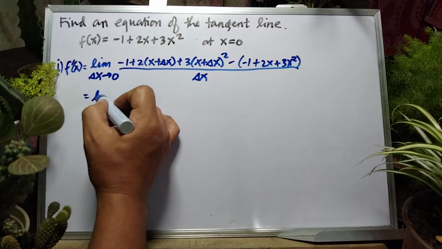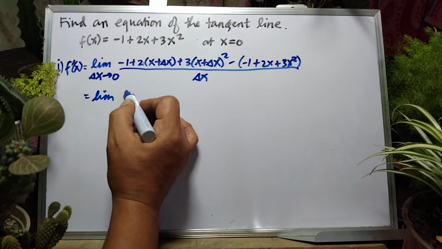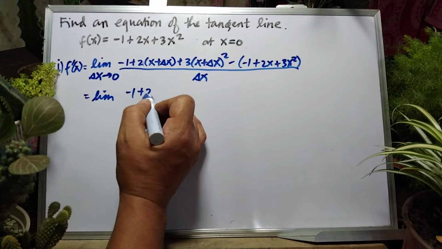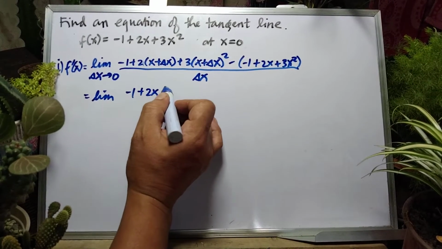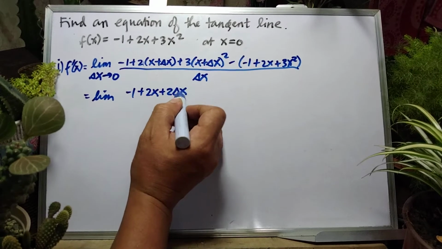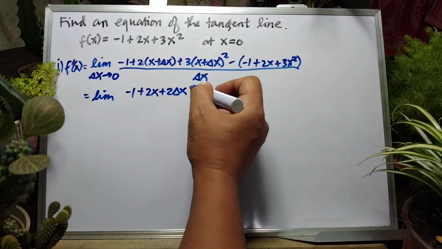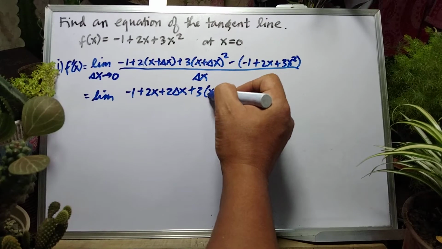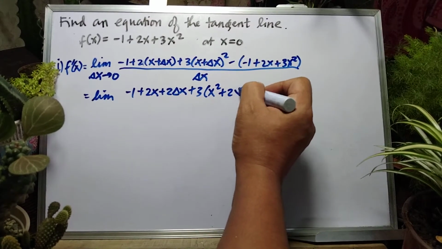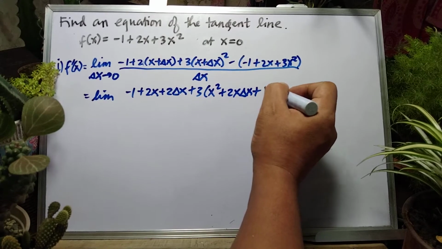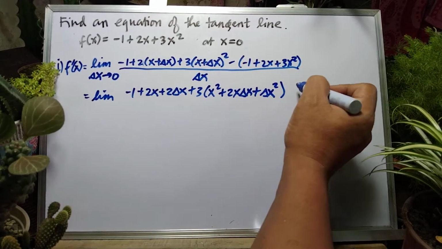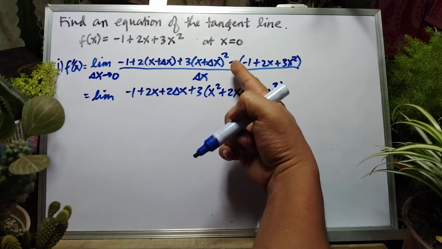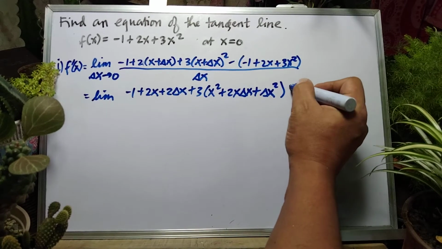We have now the limit. Okay, we just copy negative 1. Then we distribute 2 to each term. So 2 times x, you have plus 2x. 2 times delta x, so plus 2 delta x. Then this one, we expand this one. We just copy 3 plus 3. Then we expand this one. This is simply equivalent to x squared plus 2x delta x plus delta x squared. Then, we remove the parentheses by simply distributing the negative symbol. So, negative times negative, so plus 1 na yan.